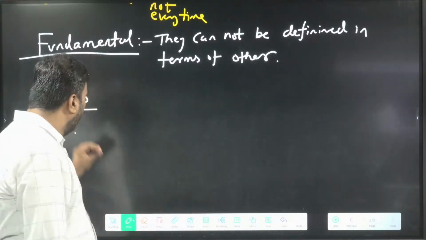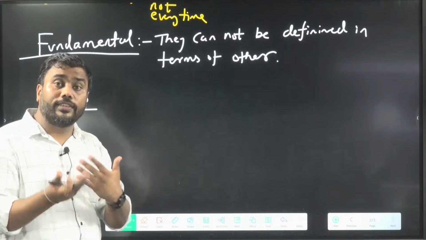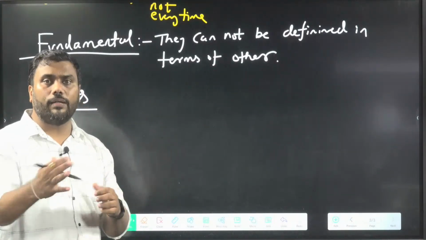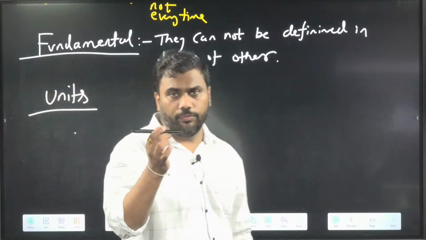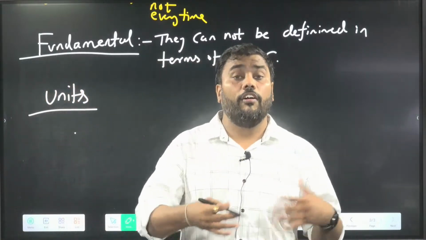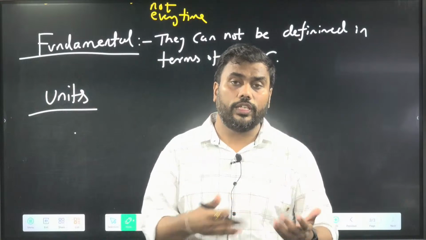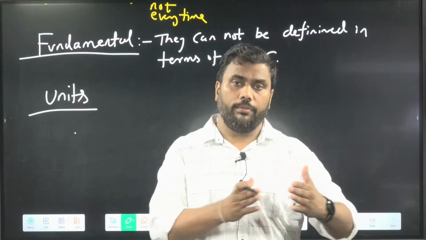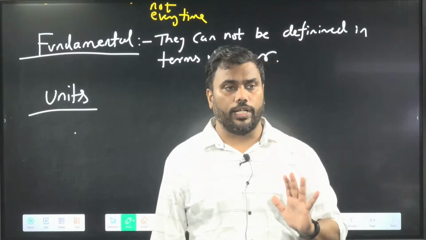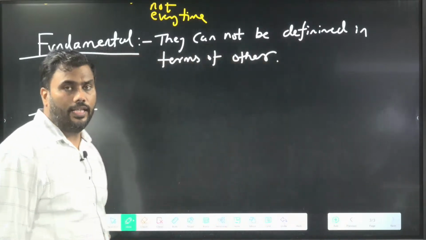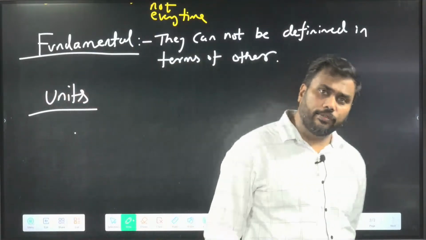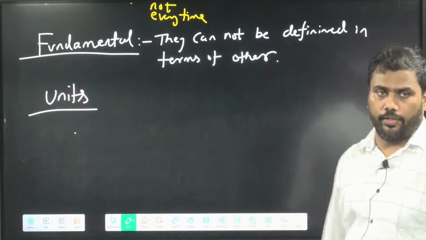There may be different types of units for the same physical quantity. For example, length can be measured in meters, centimeters, feet, inches. There are many types of measurement of length available. So there may be different units of the same physical quantity. Write this: there are different types of units available for the same physical quantity.